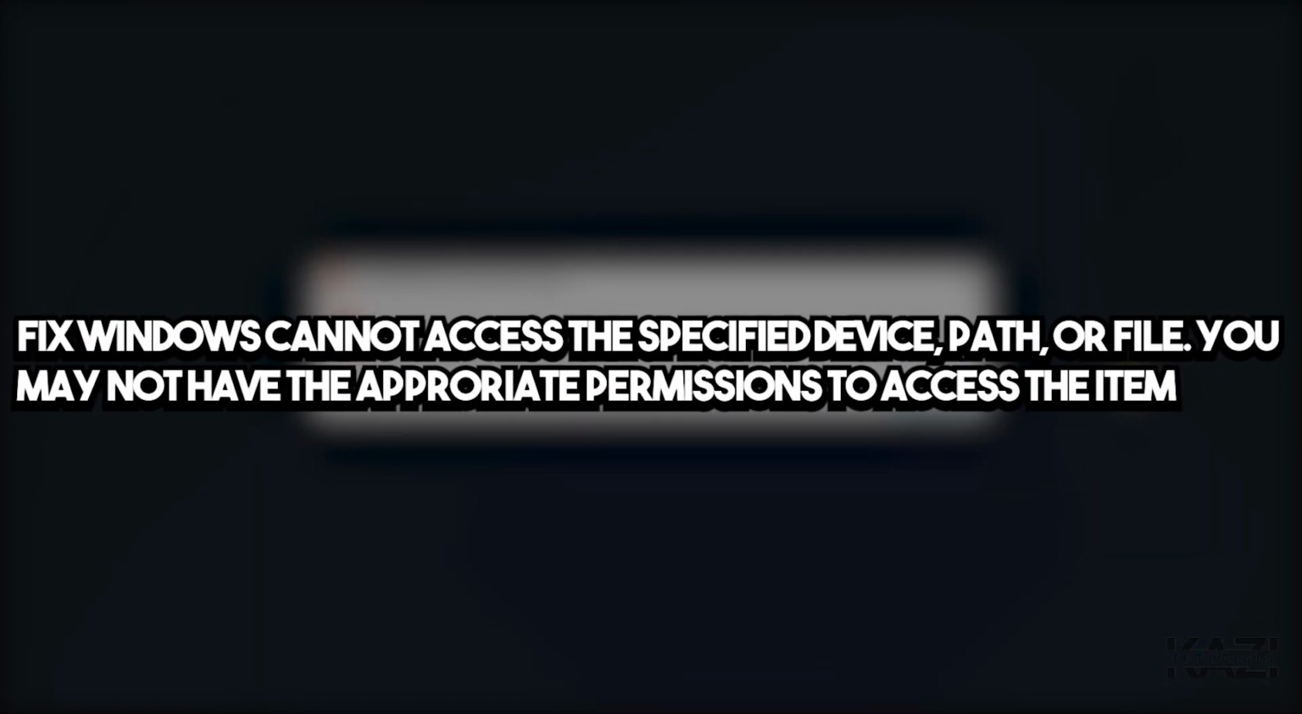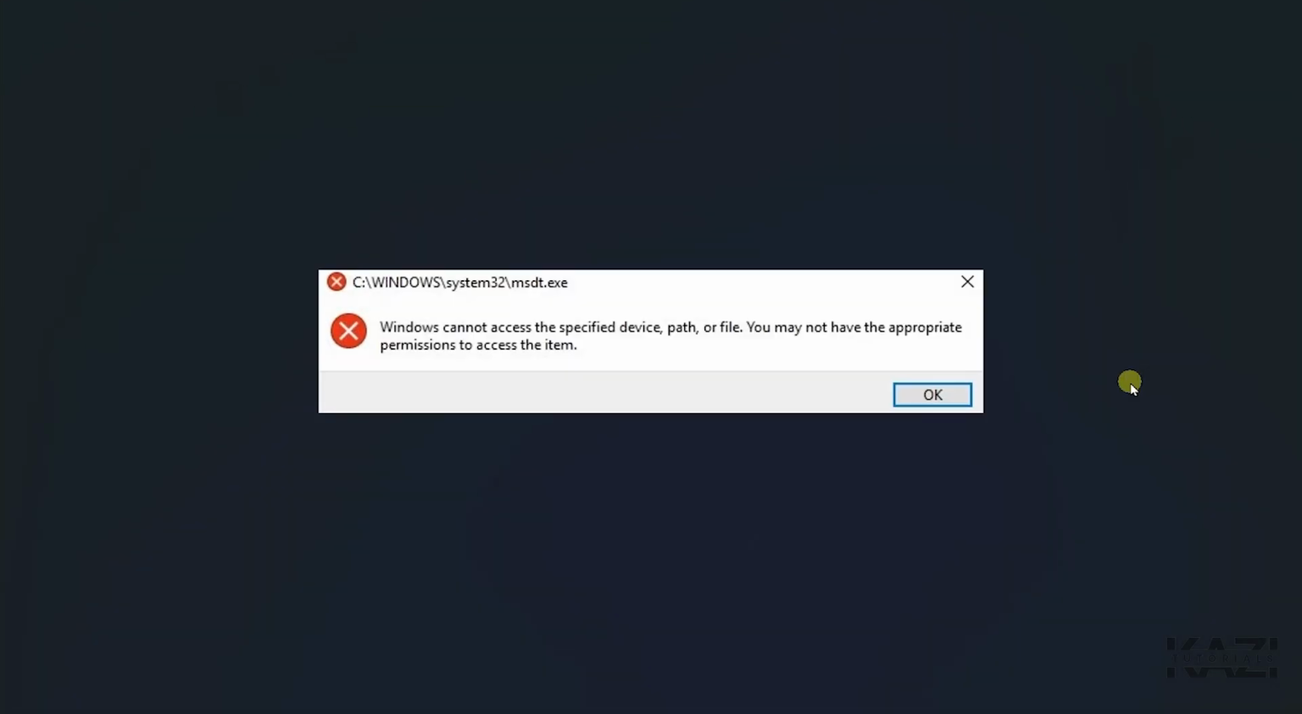So here's how to fix Windows cannot access the specified device, path, or file. You may not have the appropriate permissions to access the item. So if you're getting this kind of error message in front of you while opening a software, then here is the solution in this video.